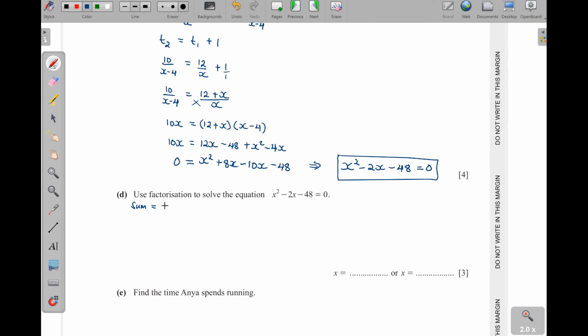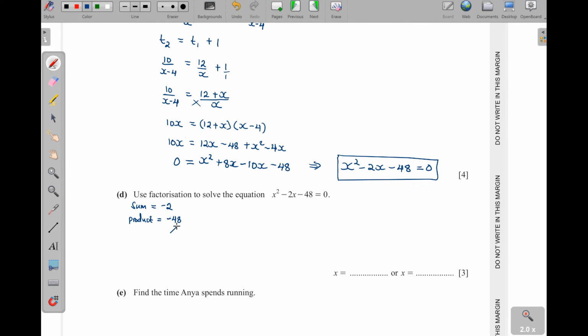Two numbers, when you add them, give us -2. But when you multiply them, the product gives us A times C for a quadratic equation ax squared plus bx plus c. The product is the coefficient of x squared times the constant part. So AC, we have 1 times -48, which is -48.